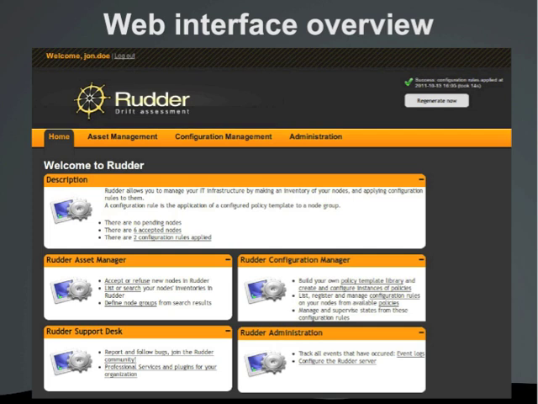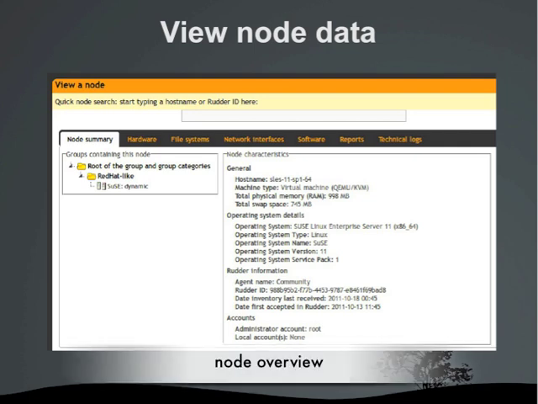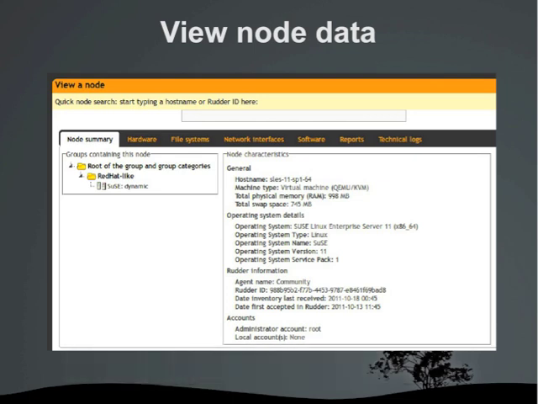This is the overview of a node. When a node comes in, the first thing you see is this. You get some information about the node, its host name, what kind of machine it is, virtual machine here, the RAM, the swap, the operating system, loads of details, some technical data, and loads of other tabs here which give you all sorts of other information, like the hardware, file systems, network interfaces, a whole list of software, all sorts of things.